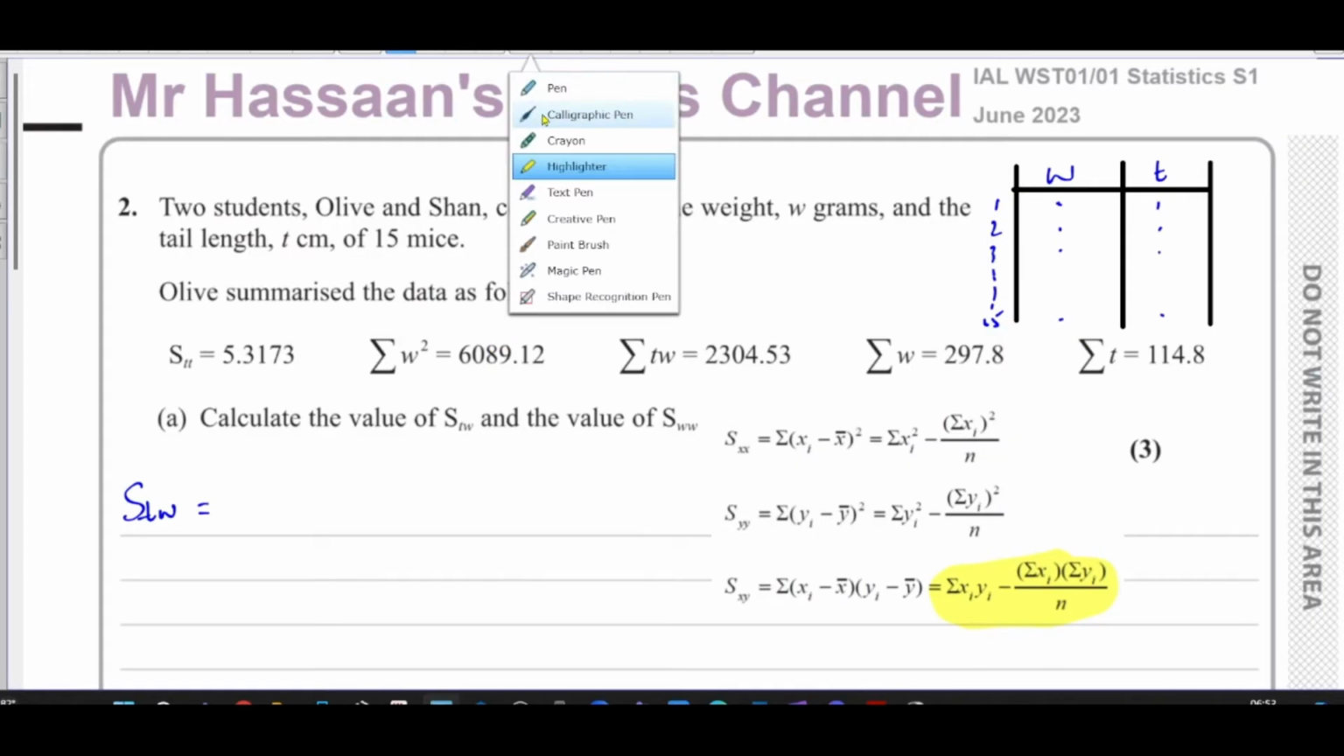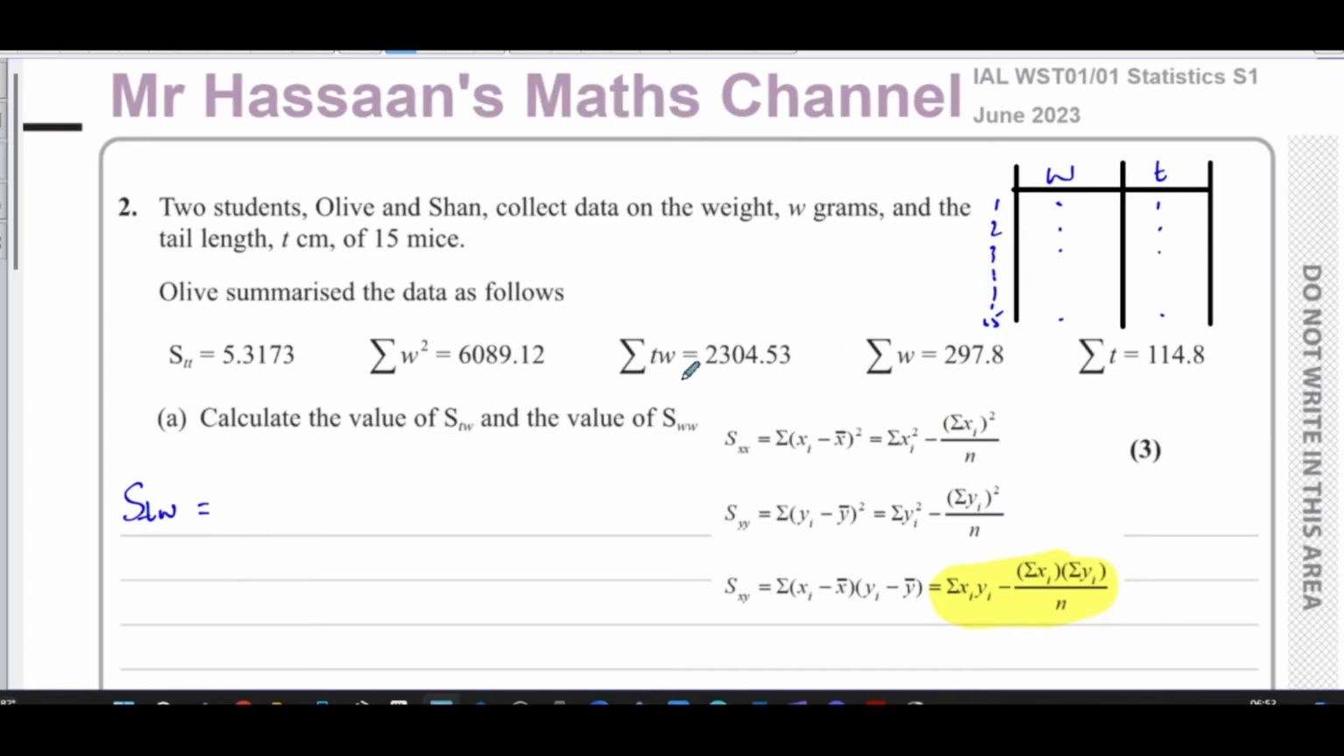So what do all these things mean as well? I'll just quickly go into that. The sum of W squared basically means you take the W values, you square each of them, and then add them together. The sum of W is where you just add the W's together. The sum of TW is where you multiply T and W together first. For example, you have a column TW, and you add all those products together. And the sum of T is just the sum of the T values. That's what these represent.